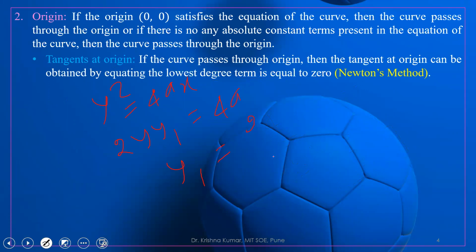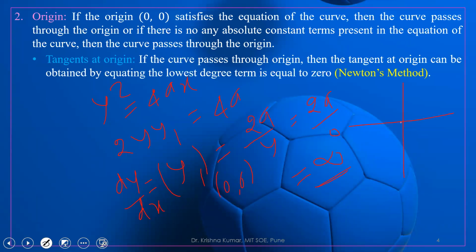If you want to find the tangent, what is the tangent? It is dy/dx, which can be written as y1. We want to find the tangent at the point (0, 0), so we put x equal to 0 and y equal to 0. What are we getting? 2a upon 0. Something upon 0 is infinity. So if dy/dx is equal to infinity, what does it mean? The tangent at origin is perpendicular to the x-axis.